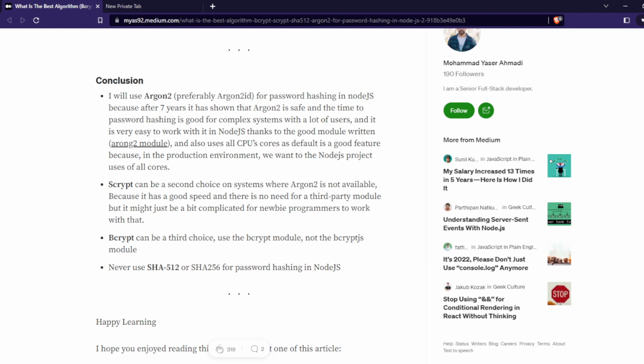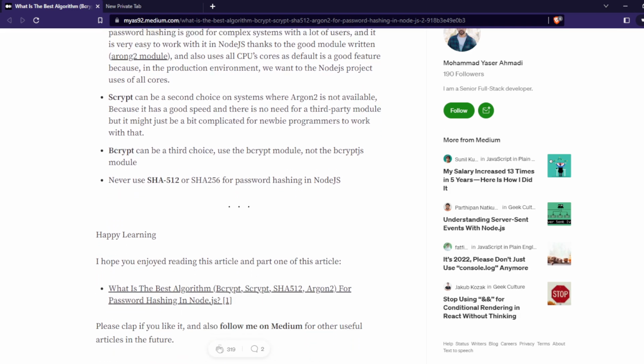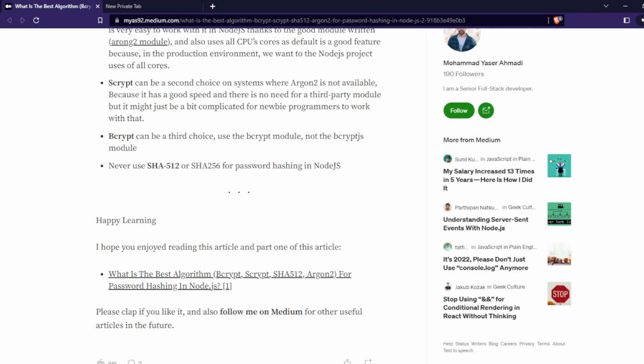There is no need for a third-party module, but it might be a bit complicated to work with. Bcrypt is a third choice. We use the bcrypt module. Never use SHA-1 for a project in Node.js.